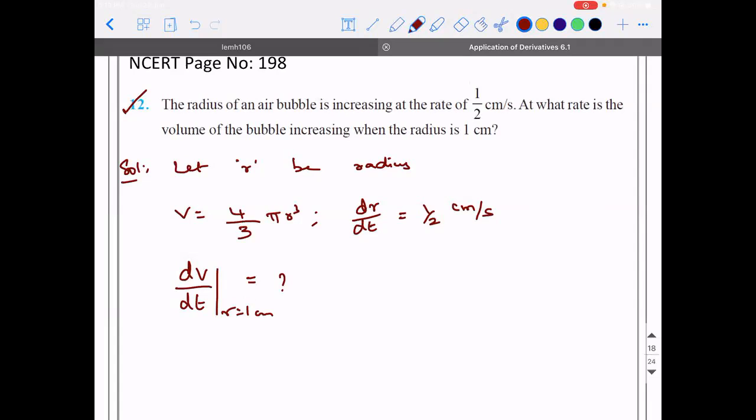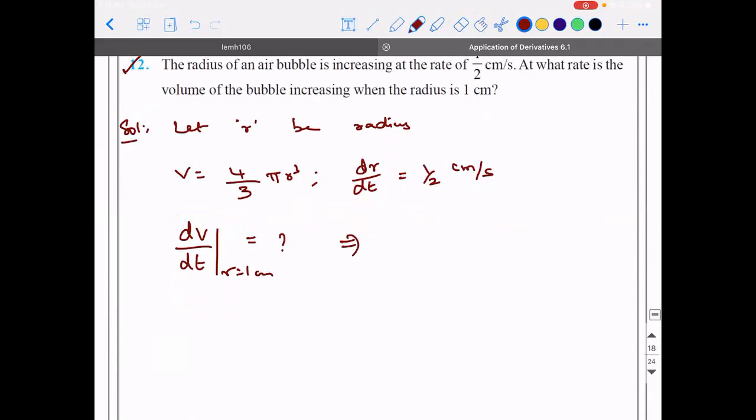Is there anyone who's not understanding all these things? Do let me know. No, sir, no doubt, sir. Sir, 2 is the answer. Let me check. So what is dv by dt? 4 pi r square.